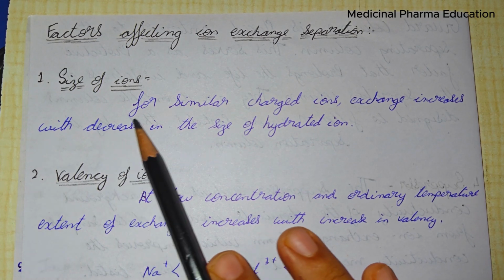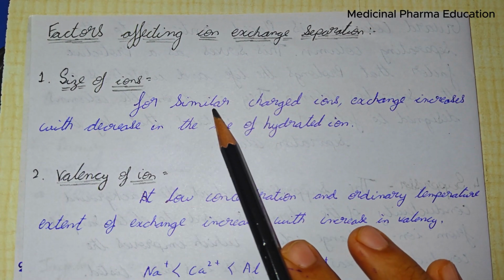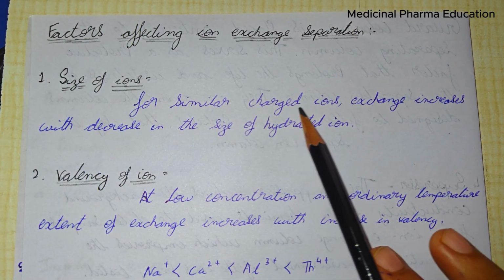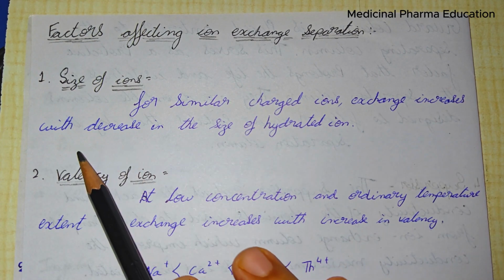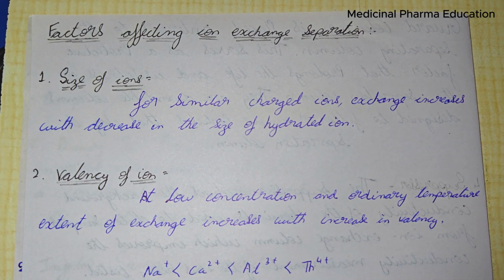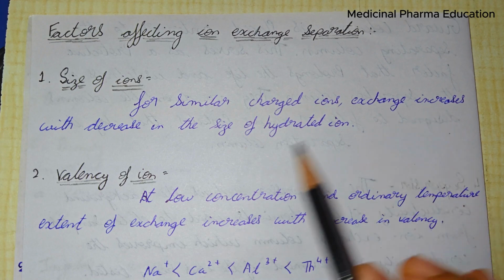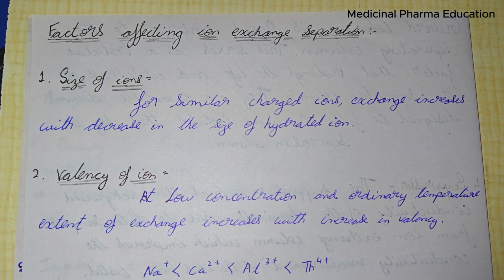See, size of ion: for similarly charged ions, exchange increases with decrease in the size of hydrated ions. Here it is telling that if you have similarly charged ions, exchange increases with decrease in size. If the size decreases, the exchange process increases. That's what it is telling.